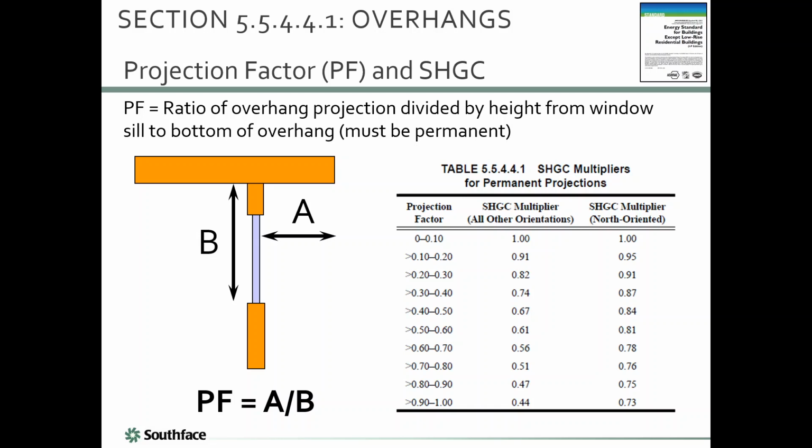And the simple calculation is this thing called the projection factor, which is simply how much does the overhang stick out, that's A, divided by the distance from the bottom of the overhang to the bottom of the fenestration. And so if A is 3 feet and B is 9 feet, your projection factor is 1/3. Whatever your glass, you come down here, and whatever your glass solar heat gain is, you multiply it by 0.74. So you're really taking a 26% reduction of your actual glass solar heat gain.